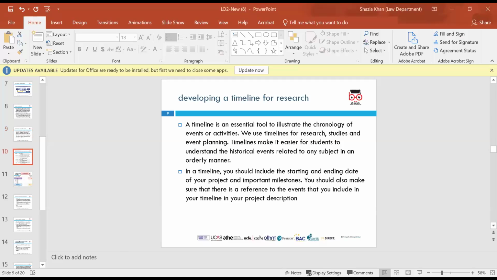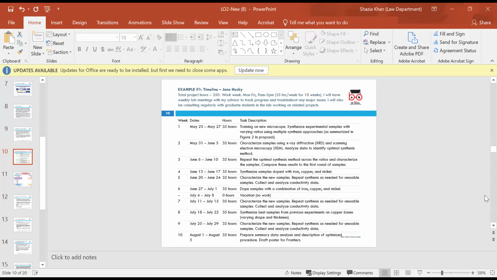And here's an example of a timeline. In this graph, it shows you an example of a timeline. So you've got the timeline for Jane Husky: total project hours, 350 hours, work week Monday to Friday, 9 till 5, 35 hours for 10 weeks. I will have weekly meetings with my advisor to track progress and troubleshoot any major issues. And I will also be consulting regularly with graduate students in the lab working on related projects.